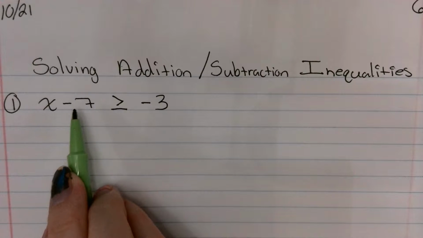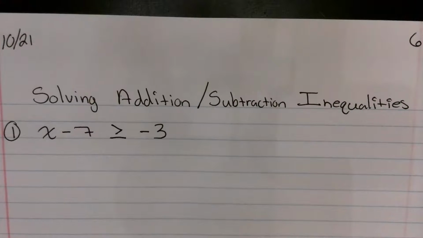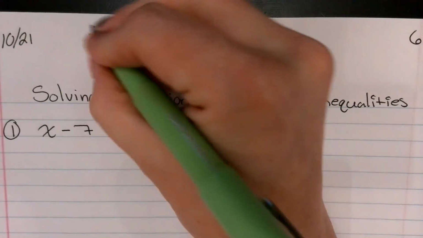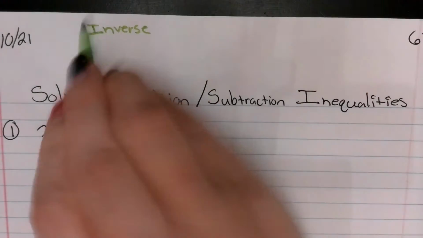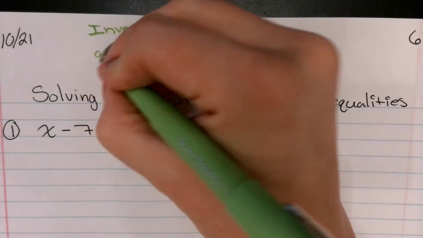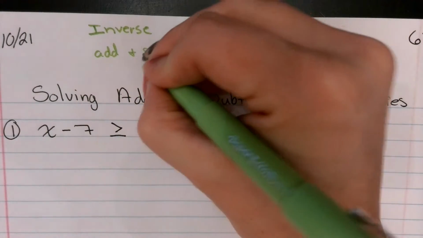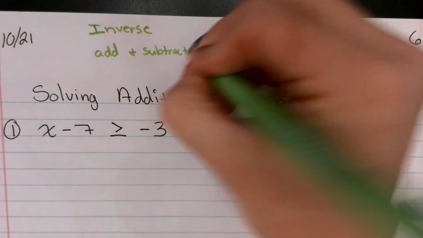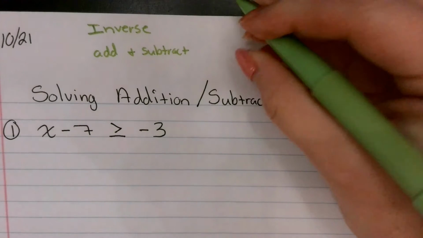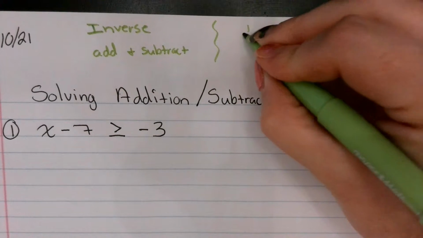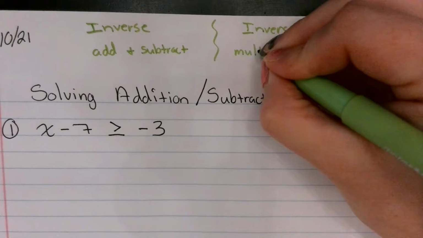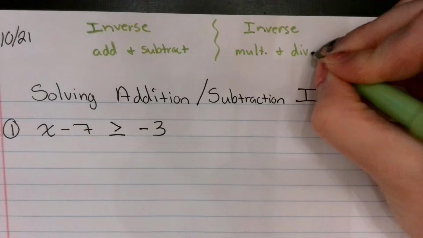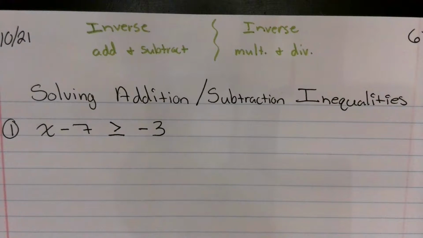So the inverse operations, if you need a reminder of what inverse operations are, or if you're new and you didn't learn about inverse operations yet: adding and subtracting, those are inverse operations. Another pair of inverse operations is to multiply and divide. Multiplication and division are inverse operations. They will undo each other.